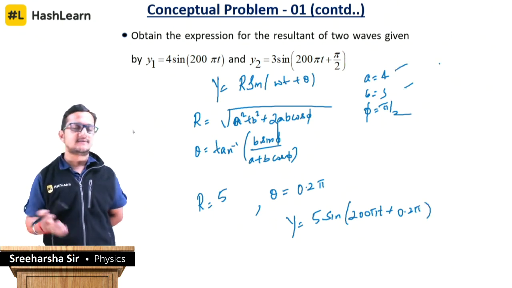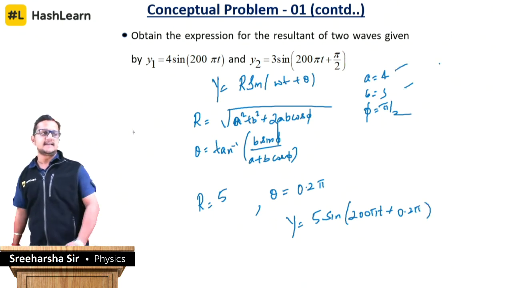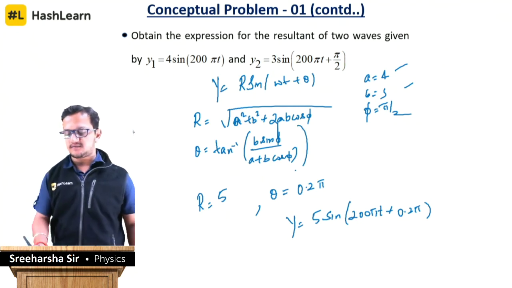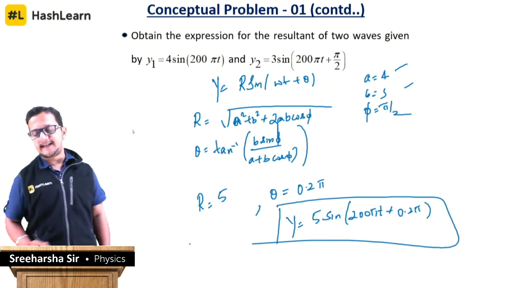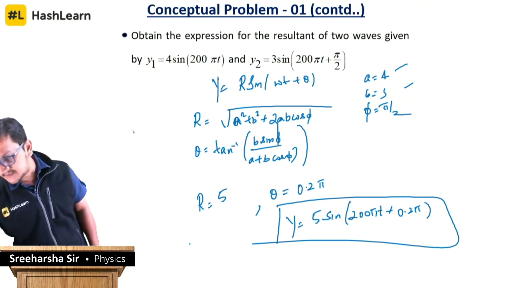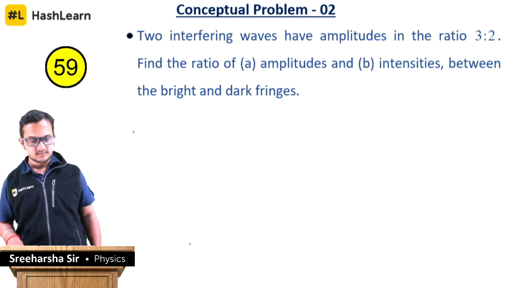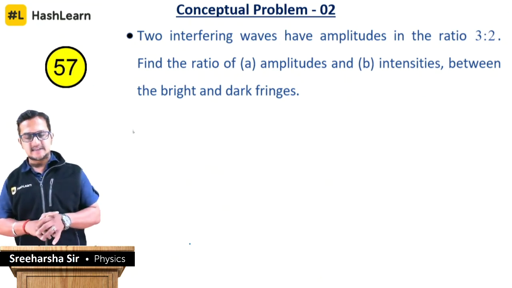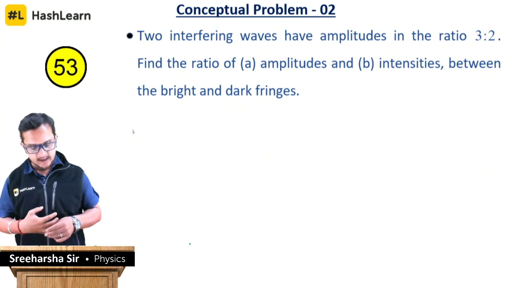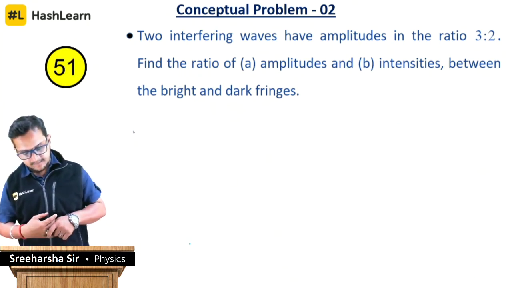3 square plus 4 square forms a Pythagorean triplet, so the answer is 5, and the total value is y equals 5 sine 200 pi t plus 0.2 pi. Now we have the next problem on the screen. Two waves have amplitudes in the ratio of 3:2. Find the ratio of the amplitudes and the intensity between the bright and the dark fringes.